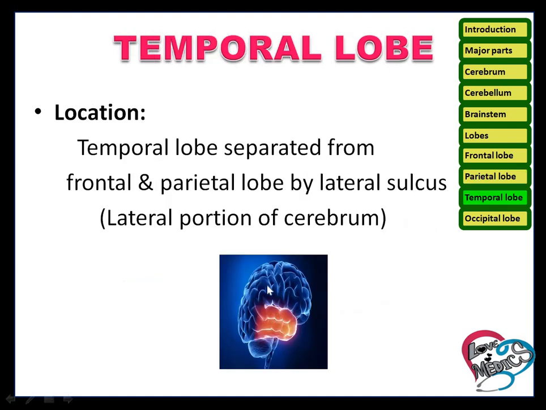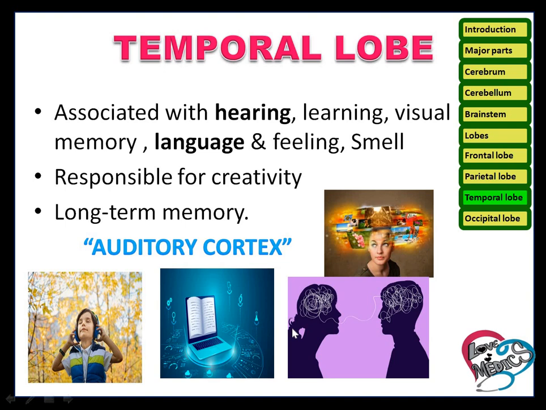Temporal lobe, it is separated from the frontal and parietal lobes by the lateral sulcus and it is located at the lateral portion of the cerebrum. It is associated with hearing. It is located on the lateral side, right? So our ear is near the temporal lobe. So it is helpful for hearing, learning, visual memory, language, feeling, smell, and it is responsible for creativity and long-term memory. So the temporal lobe is also called the auditory cortex.